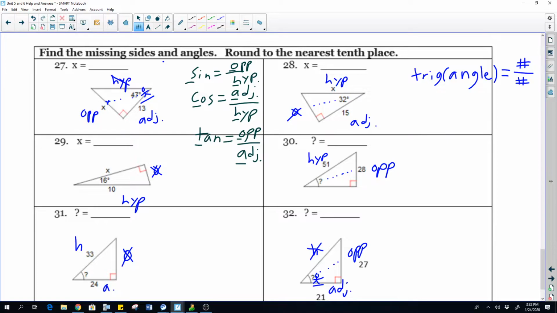So number 27, we have opposite and adjacent. So we've got to figure out which one is opposite over adjacent. That's right, tangent. So we know it's going to be tangent is equal to opposite over adjacent. So tangent of what? Well, they give us the angle, so we can put the angle there. Trig function of the angle. So tangent of 47 is equal to opposite x over adjacent 13.